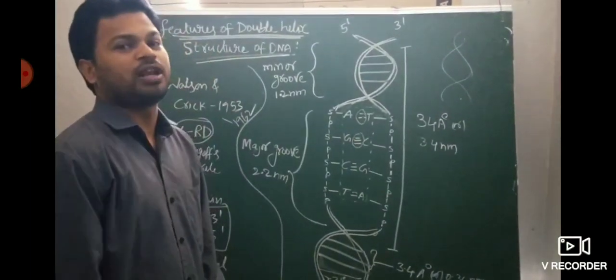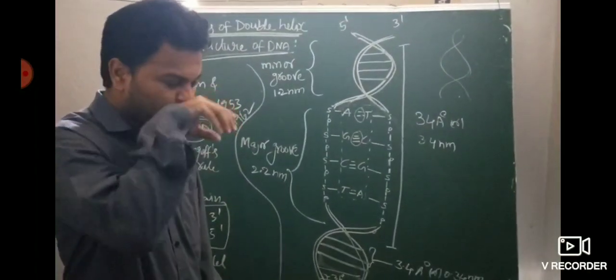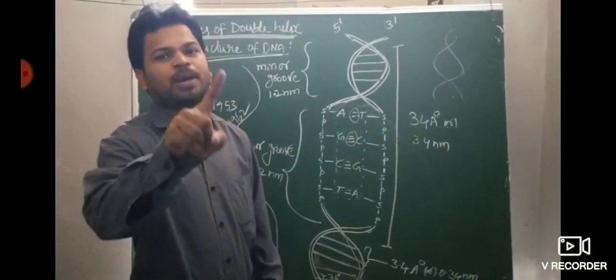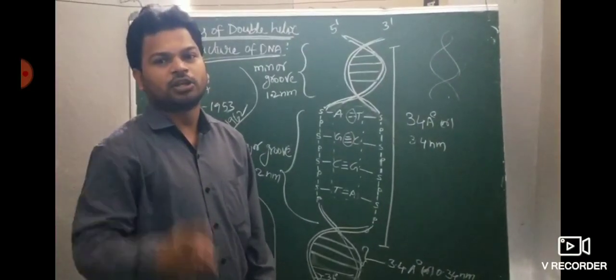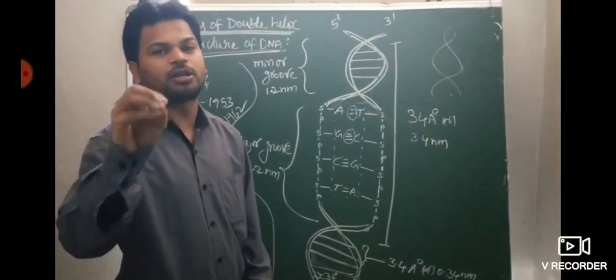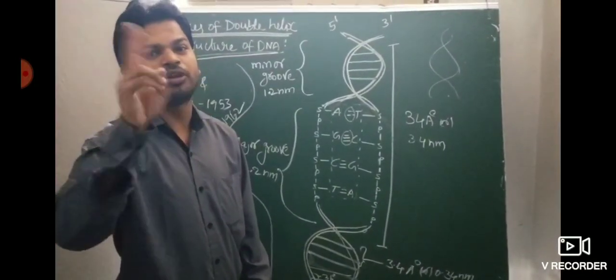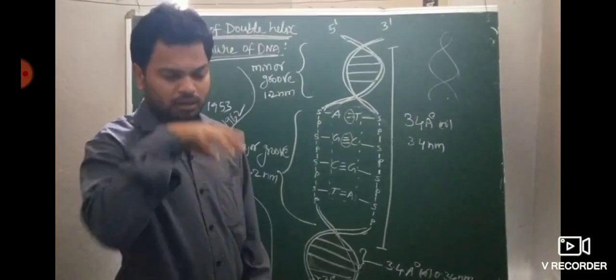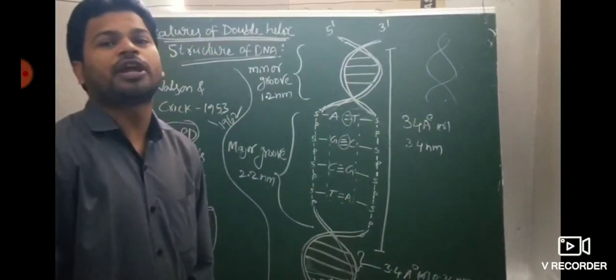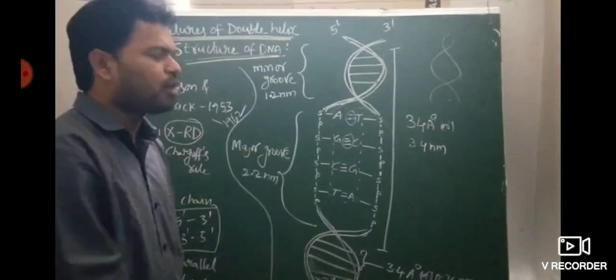Peptide bond is present in between amino acids. So they may ask all these bonds in a matching question. Peptide bond present in amino acids. N-glycosidic bond present in a nucleoside. Phosphodiester bond present in nucleotide, or in between nucleotides. And then hydrogen bonds in between nitrogen base pairs. These are the bonds.